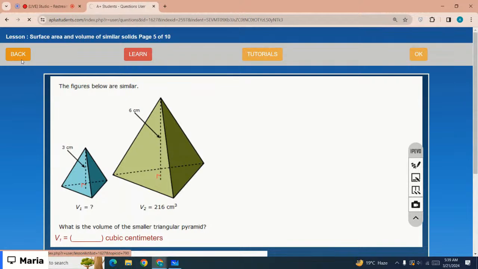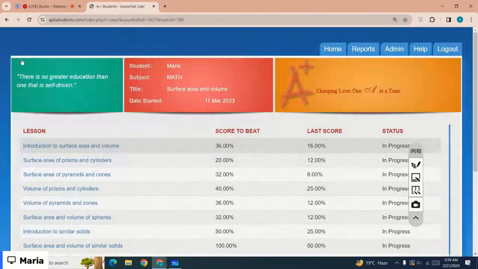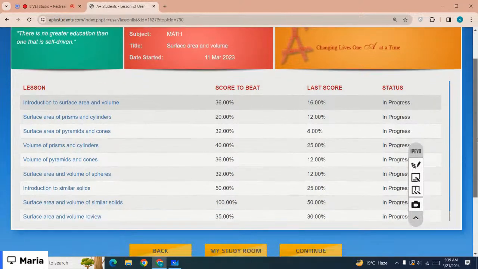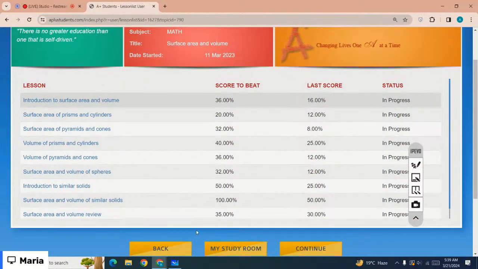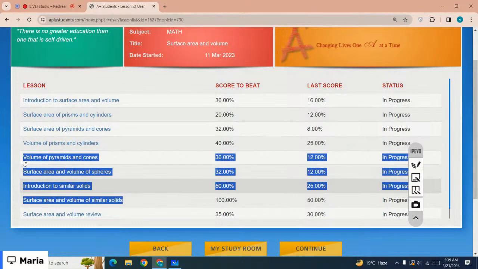So we were working on grade 10 math. The lessons we have covered today are volume of pyramids and cones, surface area and volume of spheres, introduction to similar solids, and surface area and volume of similar solids, right? So please make sure before the next session you complete all the practice questions for the lessons we did today. That is your homework until next session, right?